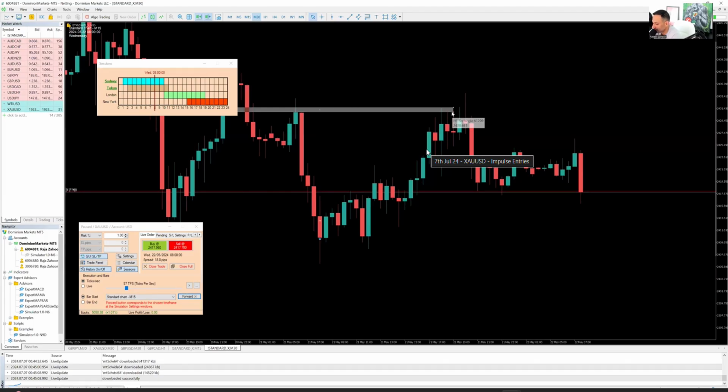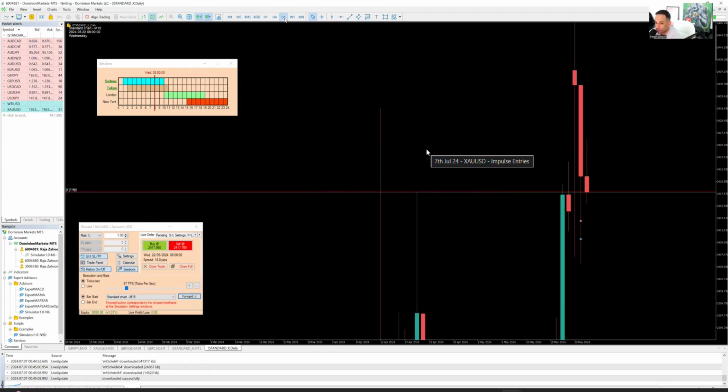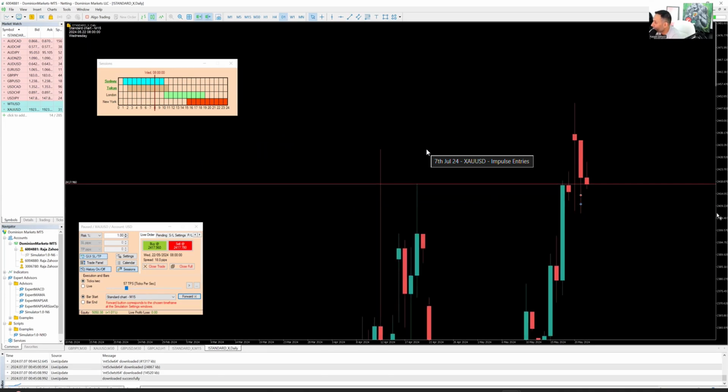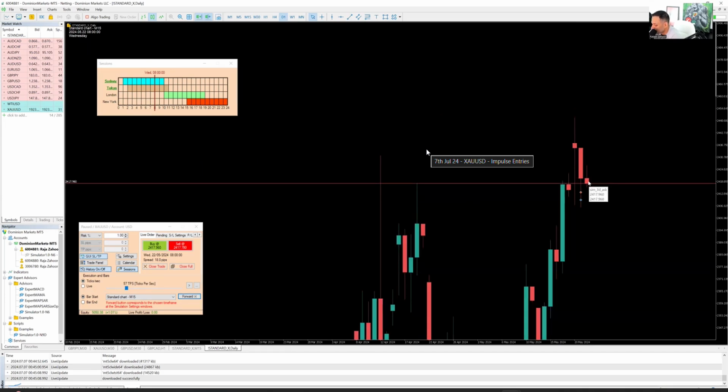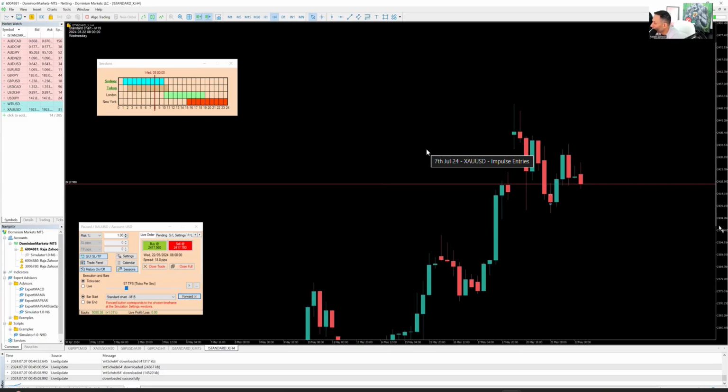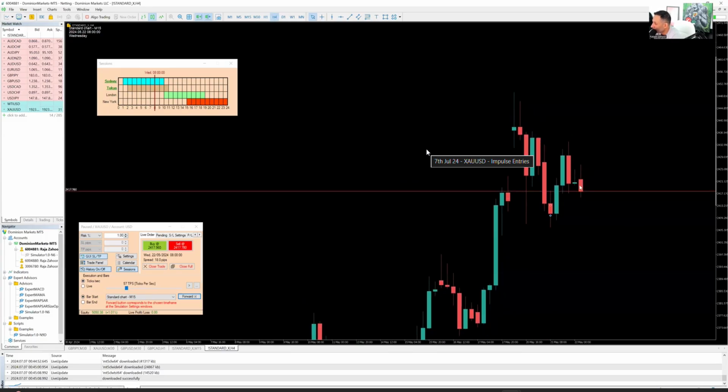Let's remove this. Let's take a look on the daily time frame. Looking at the daily time frame, daily candles are coming down, but the previous daily candle was kind of like, whatever. Let's take a look on the 4 hour. Oh, wow, look at that. This 4 hour candle body is bigger than the previous 4 hour candle.